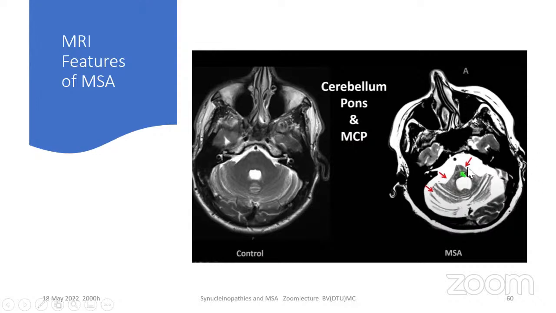And you can see the cisterns which are wide, compared to normal cisterns here. The cisterns are very wide. And this is a normal cerebellum and the atrophied cerebellum. There is no hot cross bun sign here. There is a hot cross bun sign here. This is a plus-like thing which you are seeing.